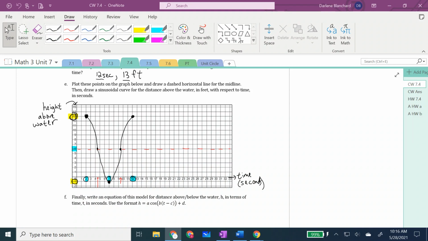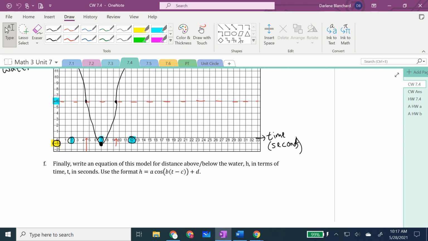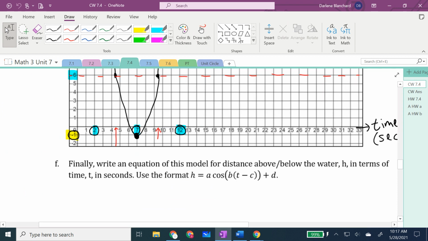Okay, picking up where we left off yesterday. So we had just gotten this graph, and we need the equation now. You are told that you need this equation to be using the cosine function.